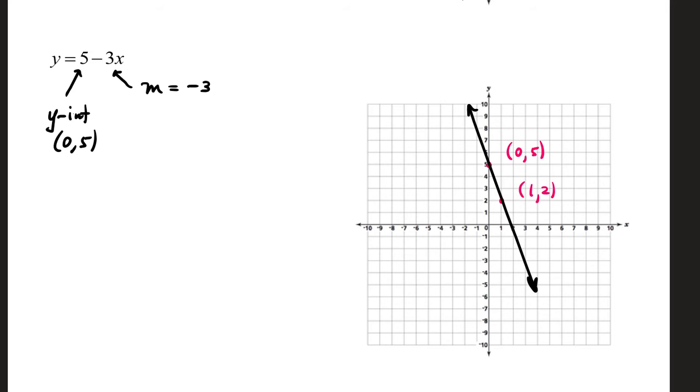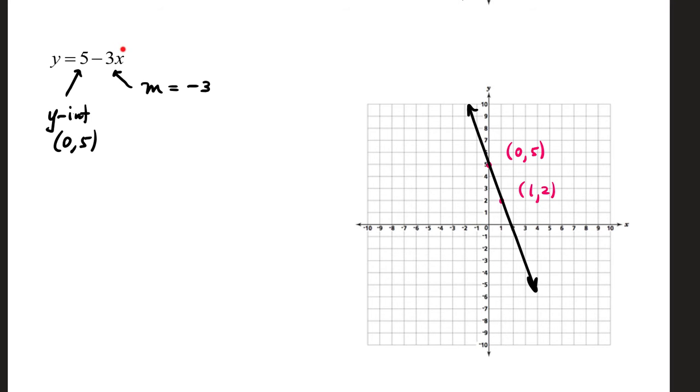Our follow-up example, we have the equation y equals 5 minus 3x. This is in slope-intercept form, but our terms are backwards. Our constant is 5, so that's our y-intercept. Our x term is negative 3x, so negative 3 is our slope. Plot your y-intercept first. Count down 3 over 1. That's your second point.